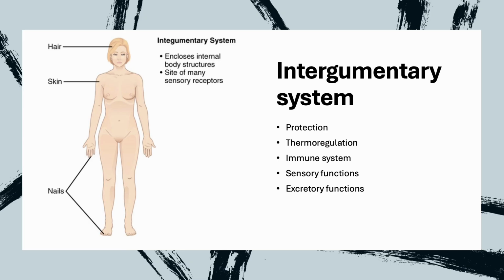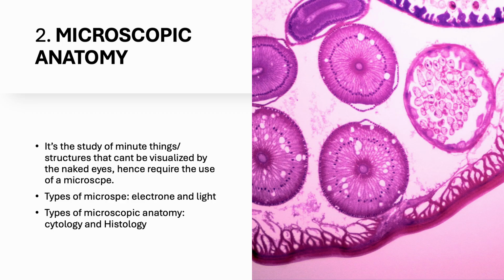The integumentary system helps in protection, thermoregulation, immune function, sensory function, and excretory function, and we have hair, skin, and nails as part of the integumentary system. That was gross anatomy.